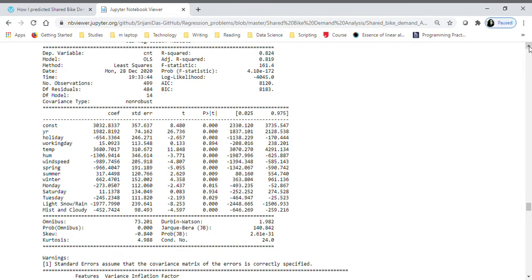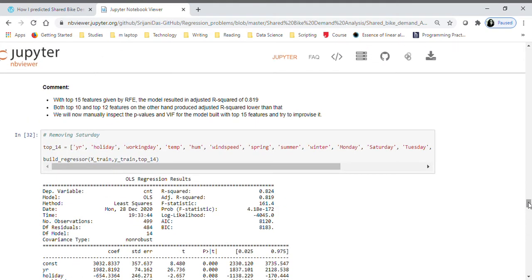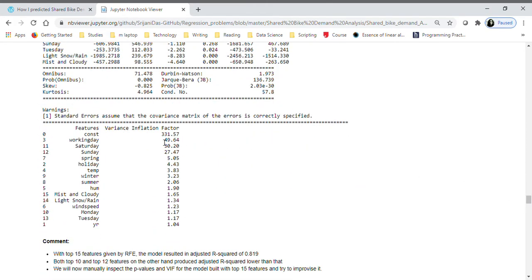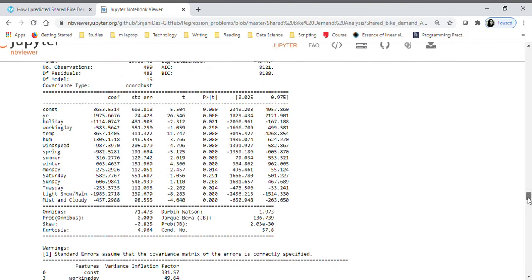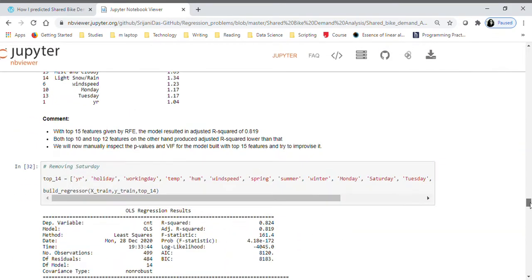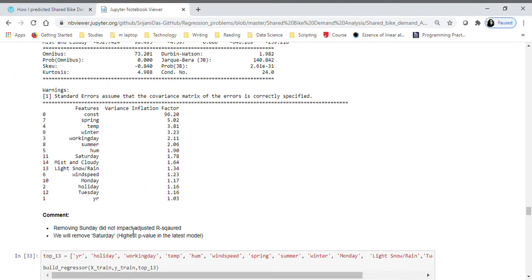So what I have done here is the interesting work. Now I am going to work with the top 14 features. What have I removed here? We can remove the feature with the highest VIF, or the one with the highest p-value, either is fine. I removed Sunday because it didn't impact the adjusted R-square. So in the top 14 features, the difference from the top 15 is that we removed the Sunday feature, and we just calculated the VIFs again, and we can see that our adjusted R-square is not affected at all.